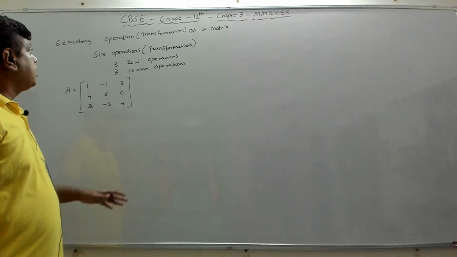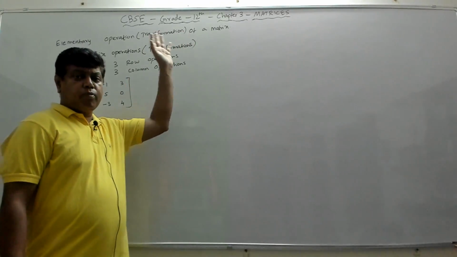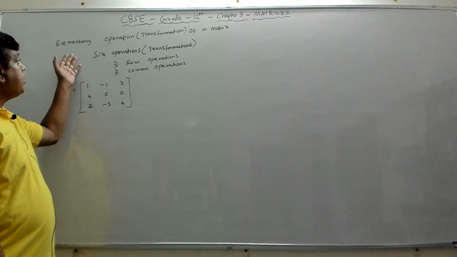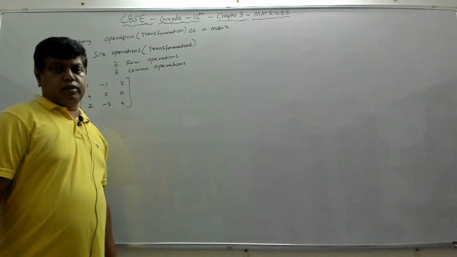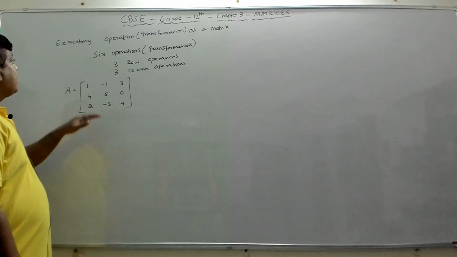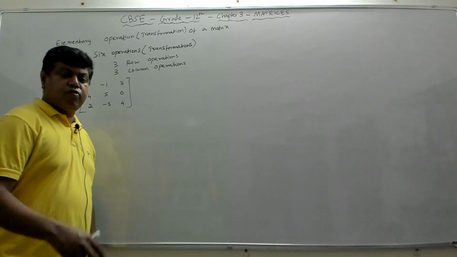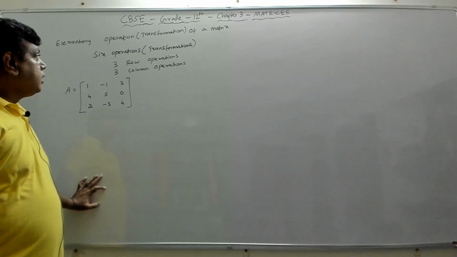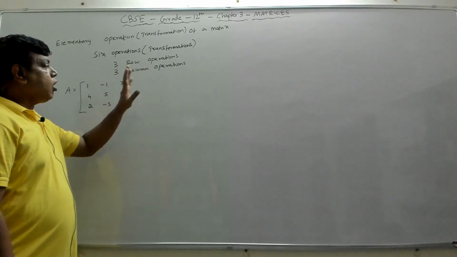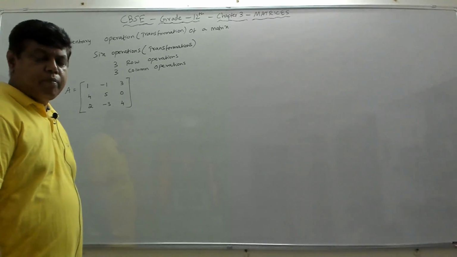In this session, we will continue with our chapter Matrices, which is the third chapter from your 12th standard CBSE Mathematics. We will start with the section called Elementary Operations of a Matrix, or also called Transformation of a Matrix. We have 6 operations or transformations which can be applied on a matrix. In the 6 operations, we have 3 row operations and 3 column operations. In total, there are 6 operations or transformations of a matrix.